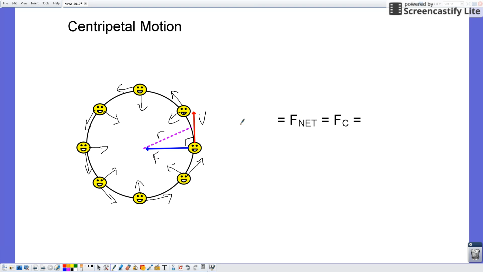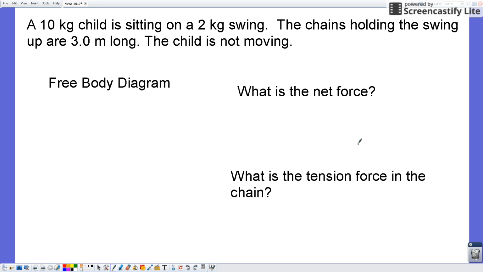When this happens, your net force, which is mass times acceleration, and also the sum of all forces, if you recall, is now also equal to the centripetal force equation, which is mv squared over r. Yay! That's basically it. Now let's apply it.